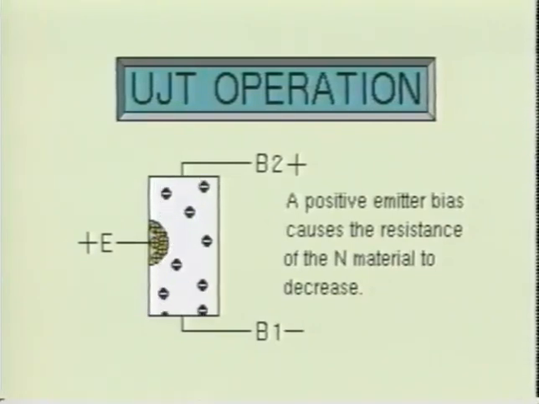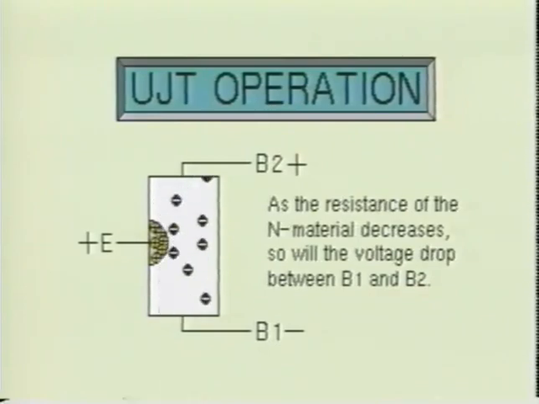When a positive bias voltage is applied to the emitter, the PN junction becomes forward biased and current will flow through the PN junction. This causes the resistance of the N-type bar material to decrease. With the decrease in resistance, the voltage drop across the emitter base 1 junction also decreases, which in turn causes the PN junction to become more heavily biased. As the PN junction is biased even further, it causes a greater forward current flow, which further reduces the resistance of the bar material. When the UJT is operating in this mode, it is operating in its negative resistance region. The negative resistance region is the normal operating mode of the UJT.